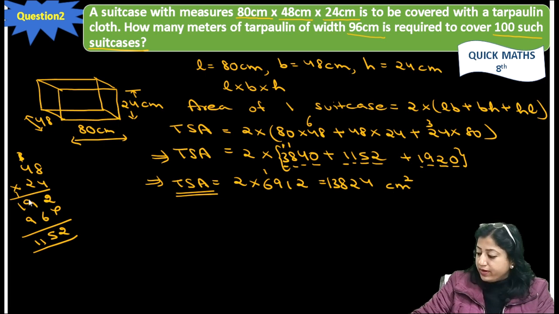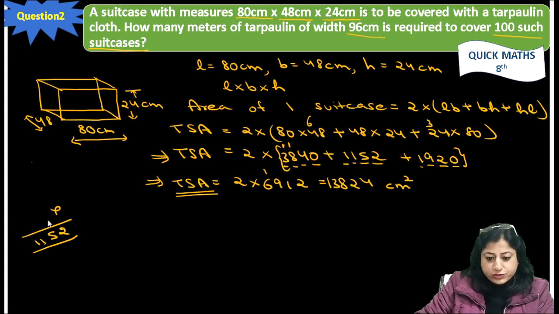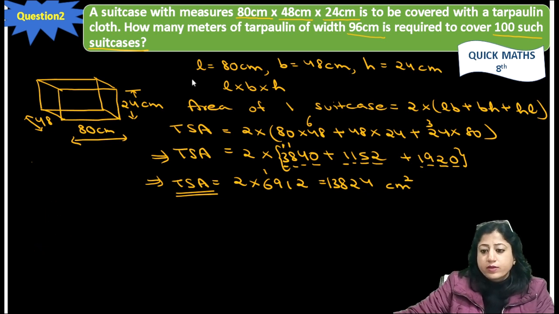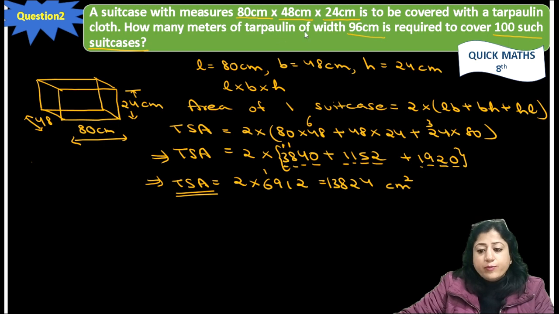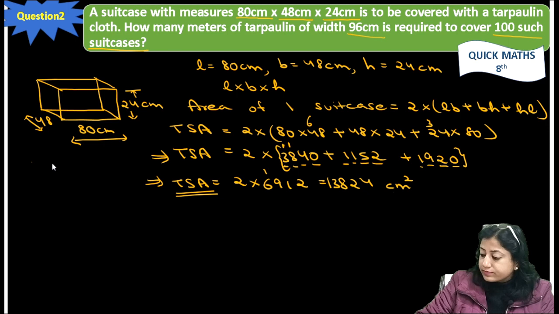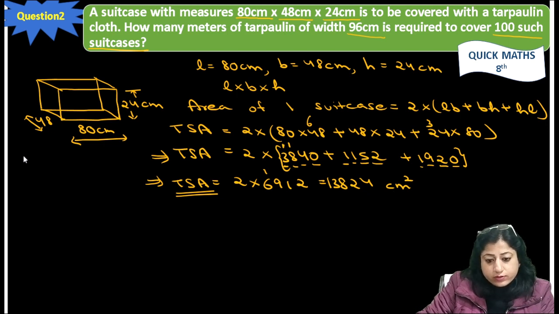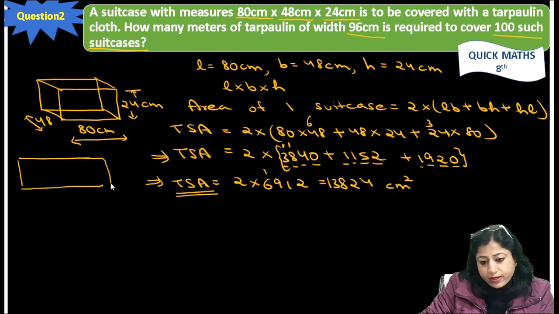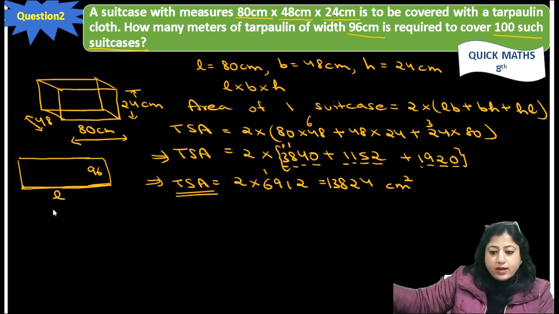Now I am rubbing it to make space for further calculation. Now, how many meters of tarpaulin of width 96? Just a minute. Suppose this is the cloth of tarpaulin. It is in rectangular shape. So its width is 96 but the length is missing and he is asking the length. How many meters of cloth? So obviously he is asking the length.